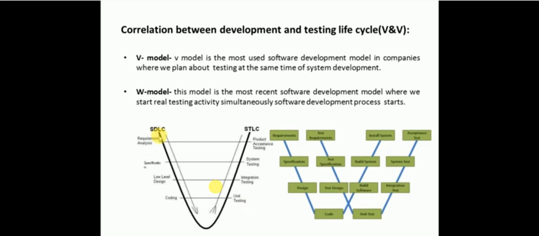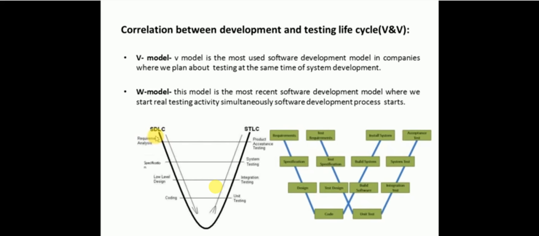So you can see here that all the phases mentioned on the left side of the V are execution phases, and all the phases mentioned on the right side will be planned at the time of these requirements. Like at the time of requirement analysis, UAT will be planned. At the time of specification, system testing will be planned, and the flow will be going through like this.